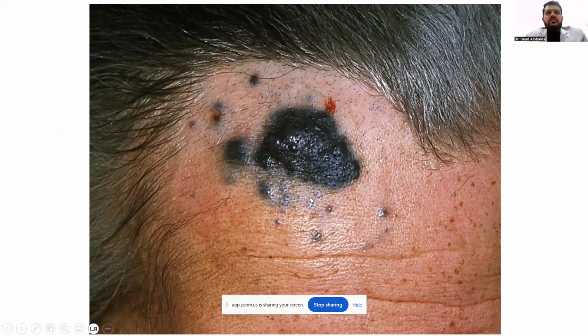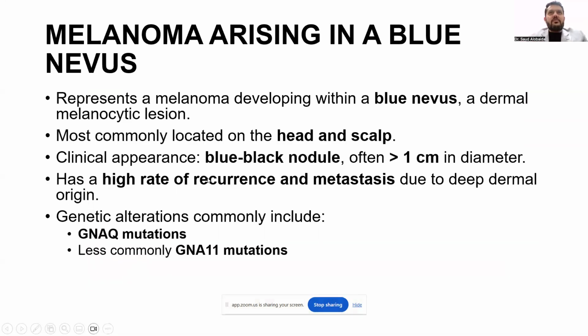So this, you can see the color. The color is blue, and these look like satellites. And you have a nodular component. This is what we call melanoma arising in a blue nevus. Most commonly on the head or scalp, a blue-black nodule, usually big in size, has a high rate of recurrence and metastasis, and the genetic mutation is GNAQ, and less likely GNA11.